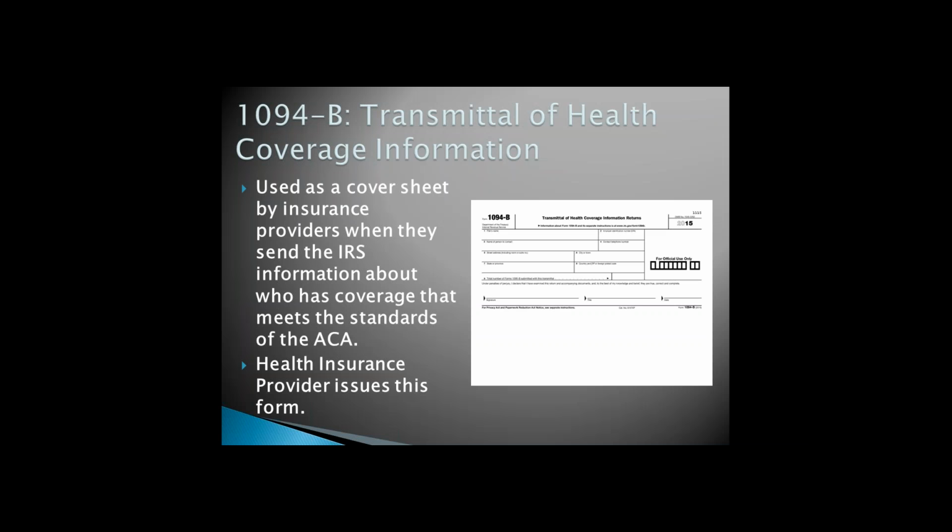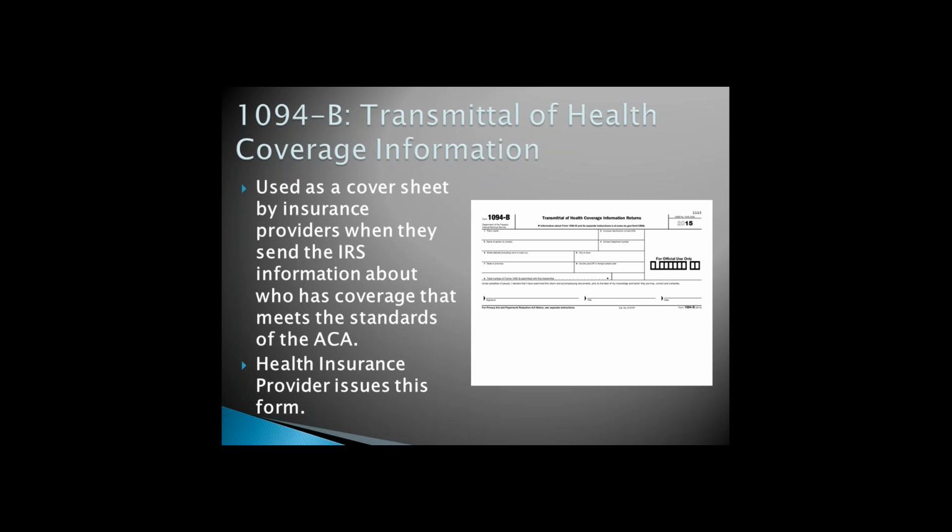So the first two forms we are going to review today are the 1094B and 1095B, or 1094B, I'm sorry, and 1094C forms. The 1094 forms act as the transmittal, or what I like to call the fax cover sheet, for the 1095 forms. This particular form we see right here is the 1094B form, which is the transmittal of health coverage information. This form is used as a cover sheet by insurance providers when they send the IRS information about who has coverage that meets the standards of the Affordable Care Act.